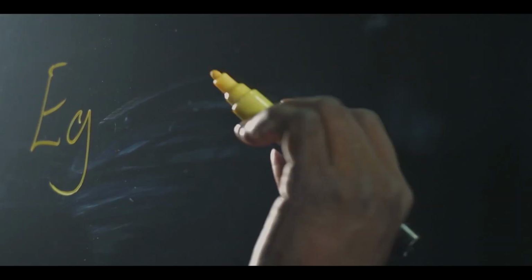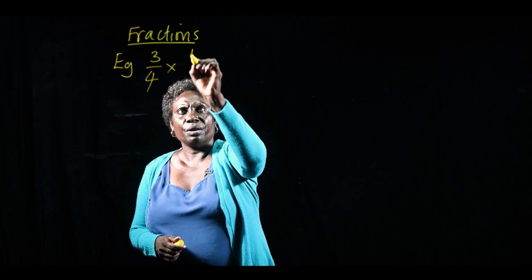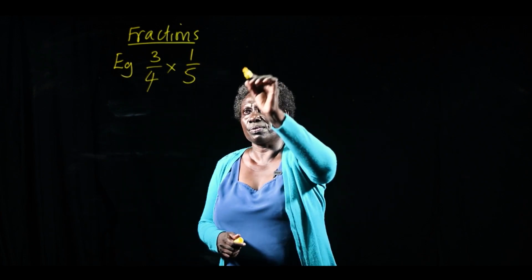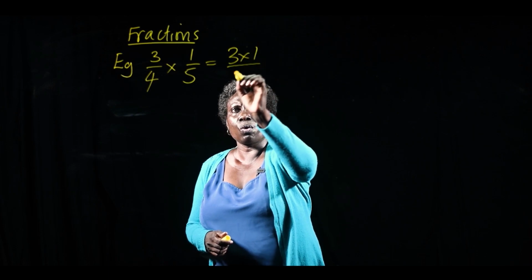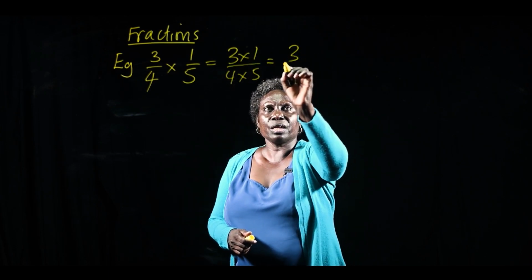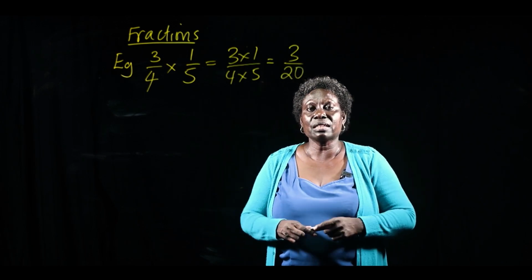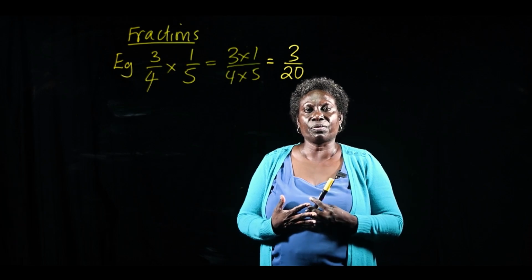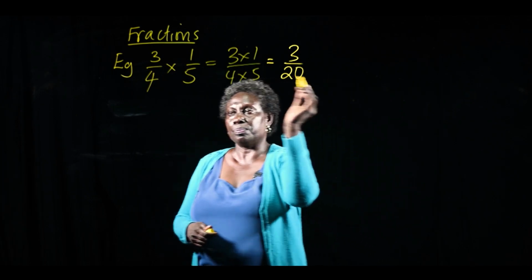Example, we have 3/4 multiplied by 1/5. Okay, so we have 3 times 1 over 4 times 5, which is 3 over 20. 3 over 20 is already in its simplest form, so we cannot simplify any further. Let's look at the next example.